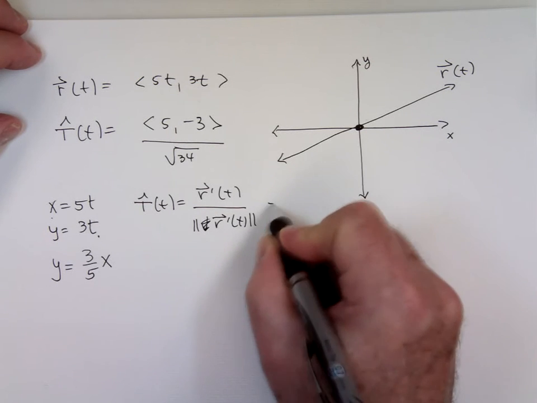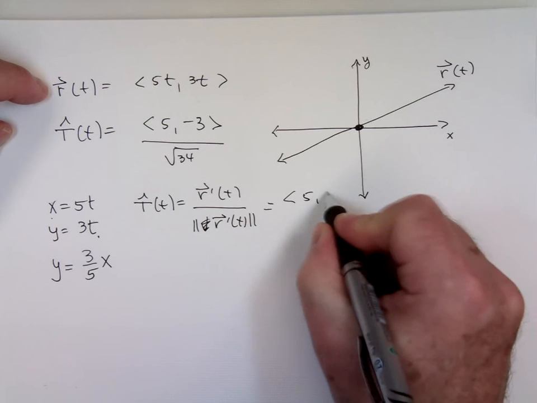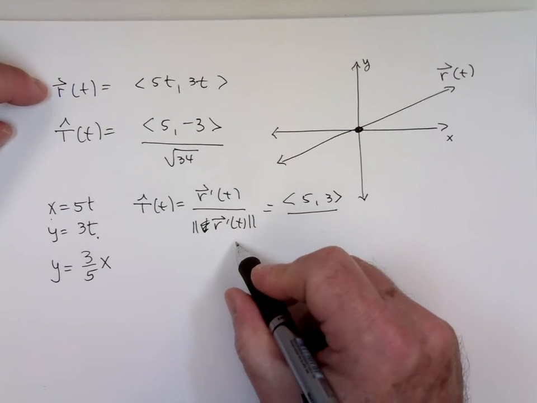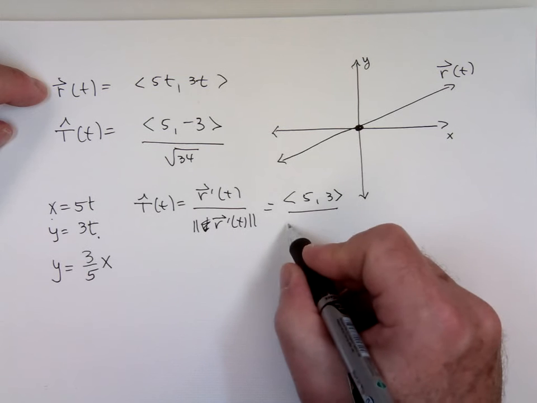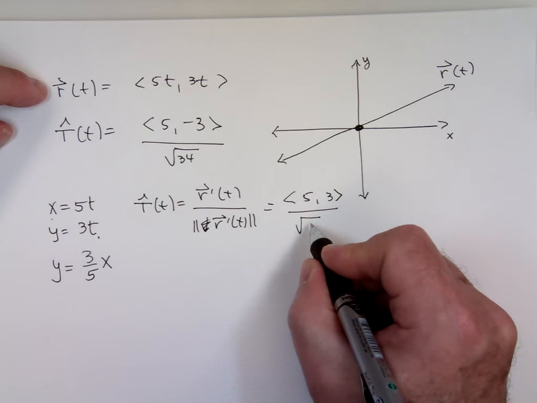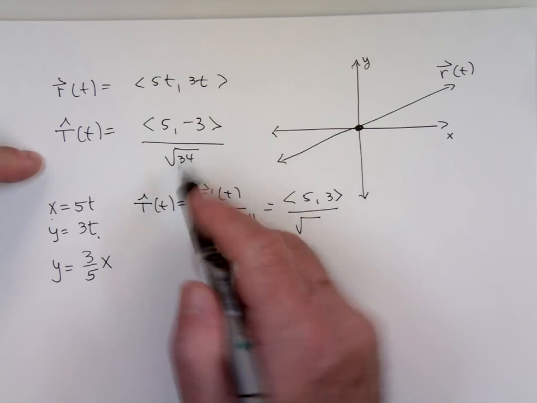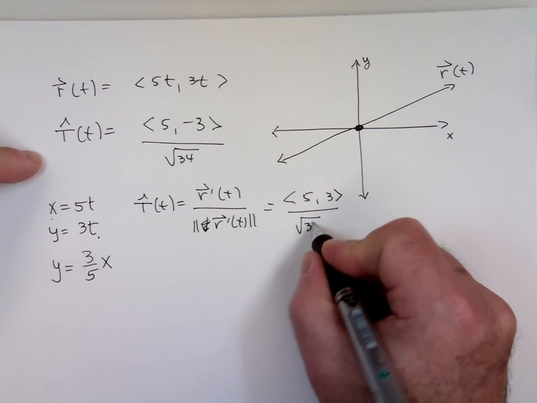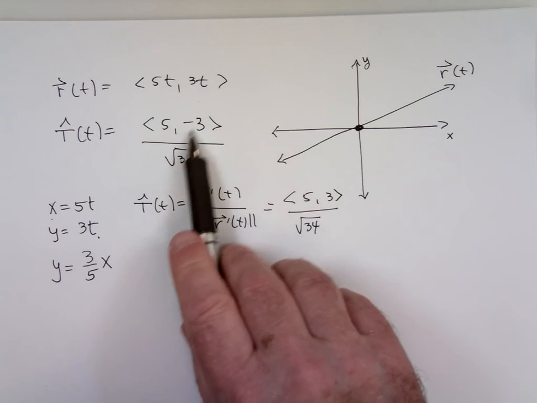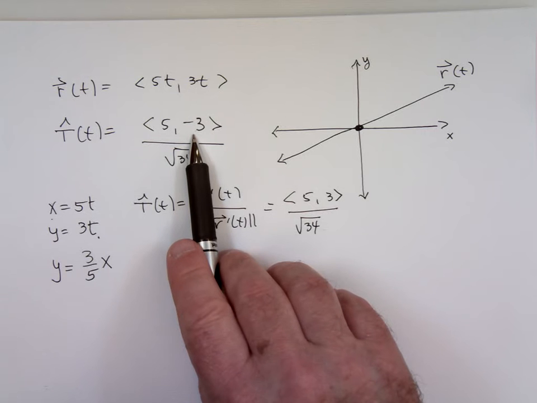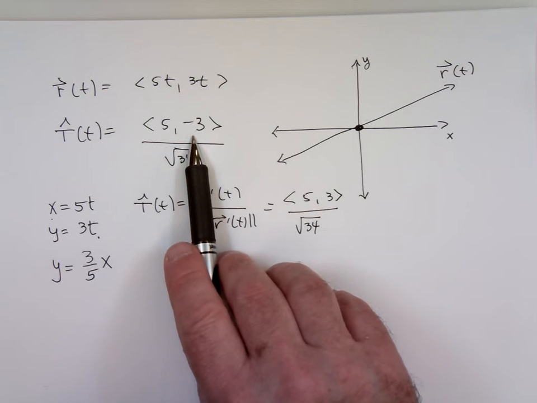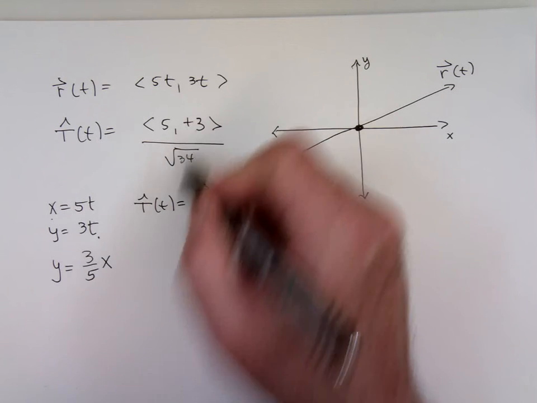R prime is going to be 5, 3. Magnitude of r prime is the square root of 34. Wait, where did this negative 3 come from? Dylan, why do you have a negative 3 here? I have no idea. This should be a positive here. This should be a positive.